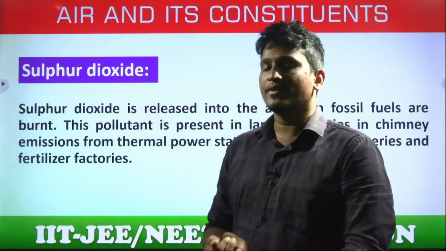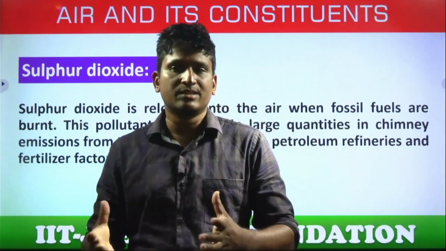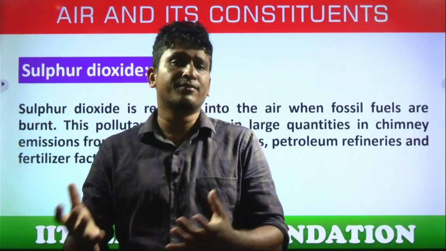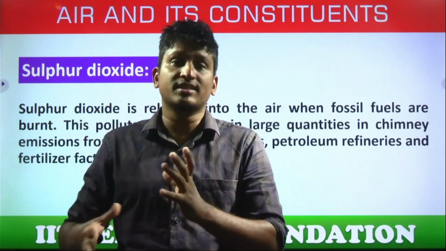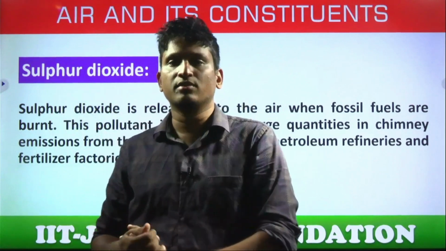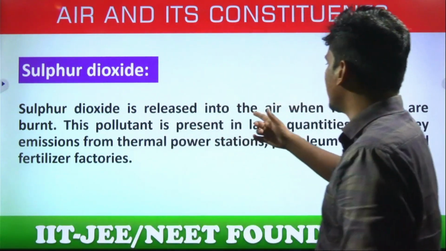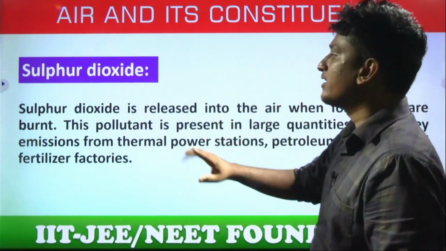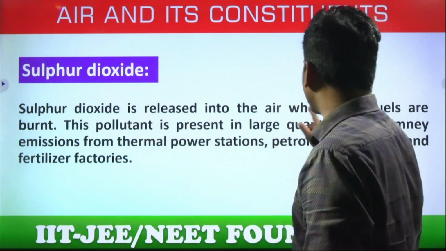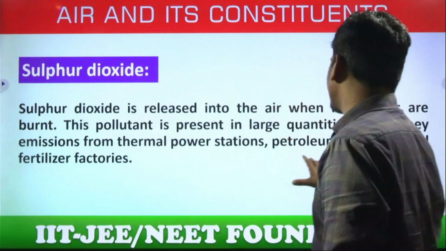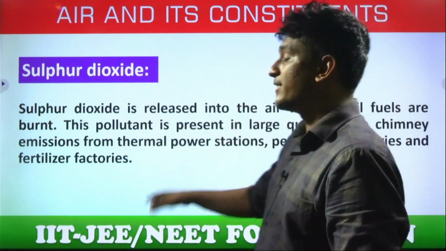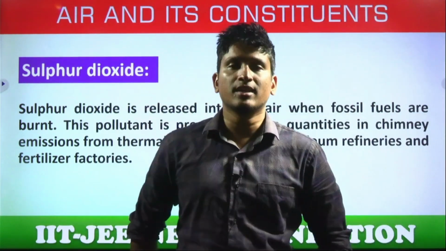Mostly, students, this sulfur dioxide gas can be released by burning fossil fuels. Sometimes sulfur can also be trapped in these fossil fuels, and sulfur manufacturing industries also release sulfur dioxide gas. It is released into the air when fossil fuels are burnt. This pollutant is present in large quantities in chimney emissions from thermal power stations, petroleum refineries and fertilizer factories. What are fertilizers? Sulfates.